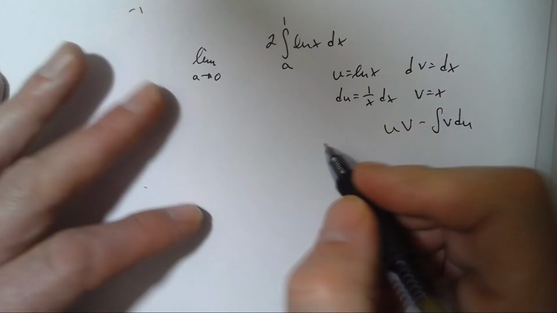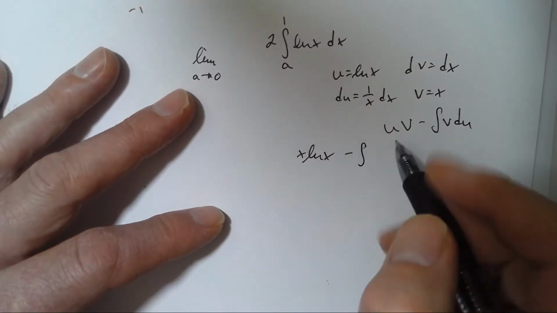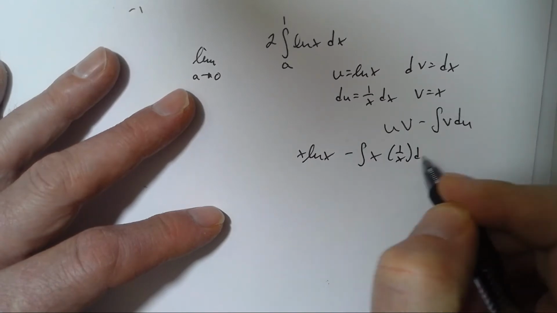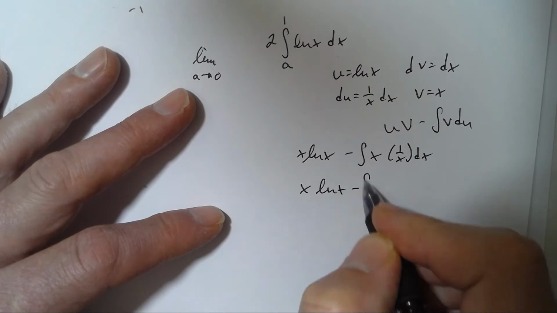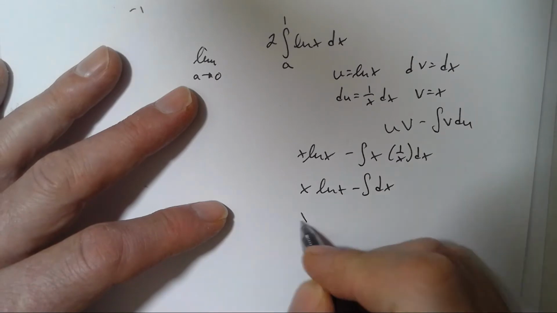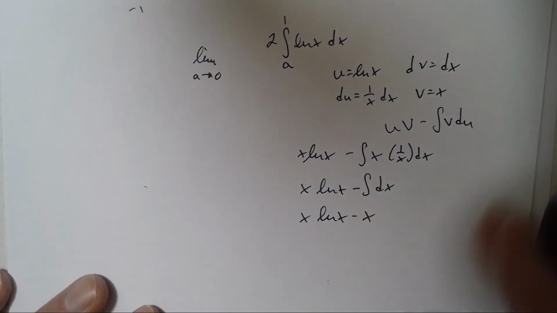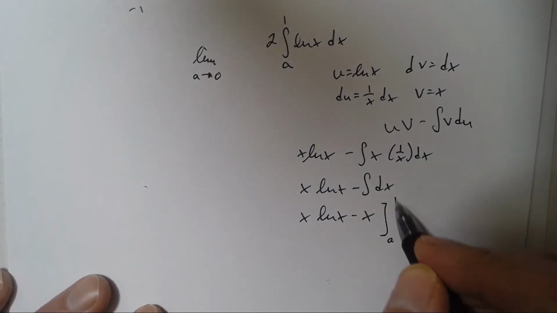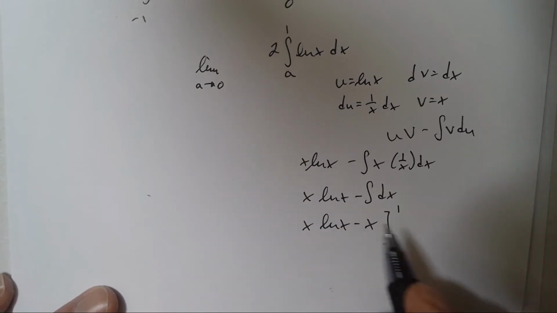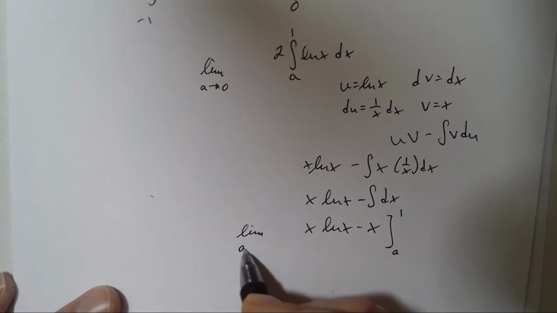So u v minus integral of v du. So it's x natural log of x minus integral of dx, which is just x. So x natural log of x minus x is our antiderivative. And we're going from a to 1, and we still have our 2 also. So we'll just do the 2 at the end, and limit as a is approaching 0.